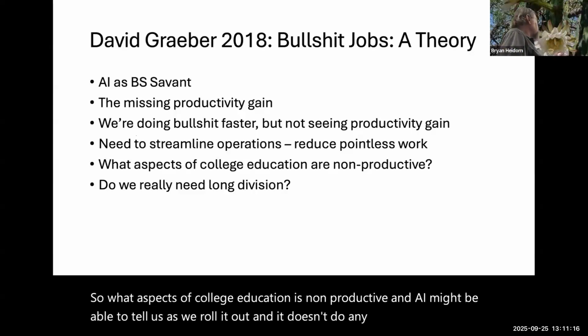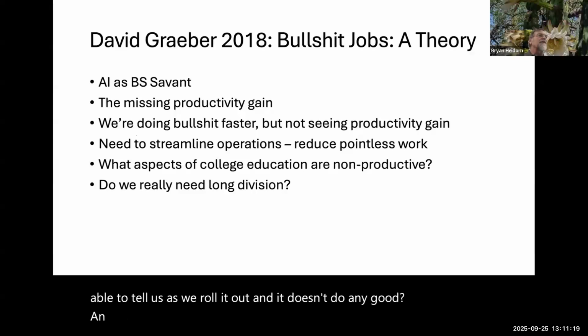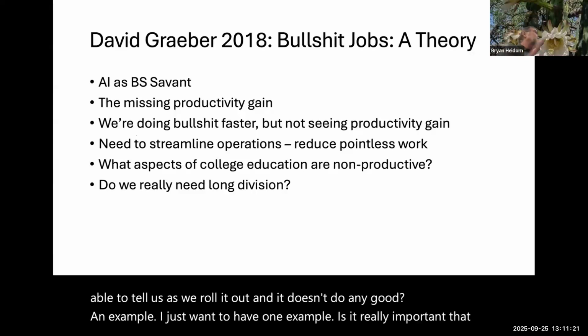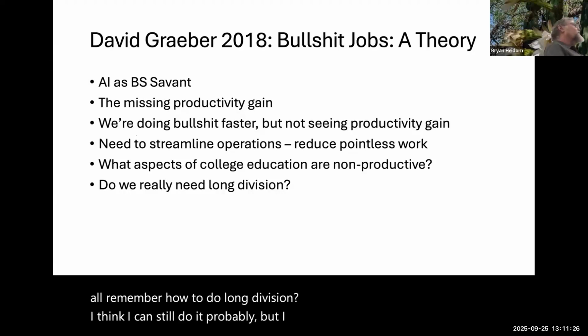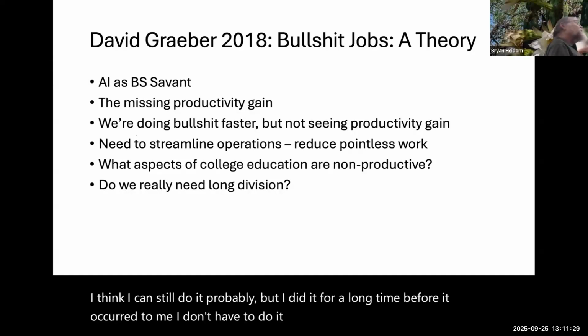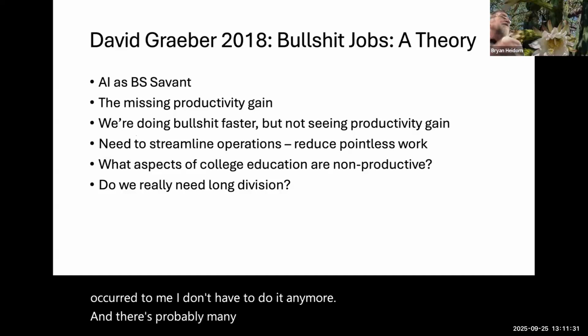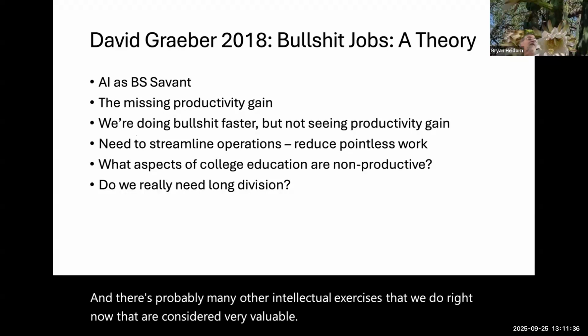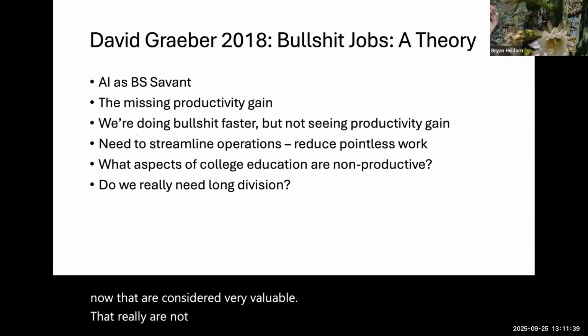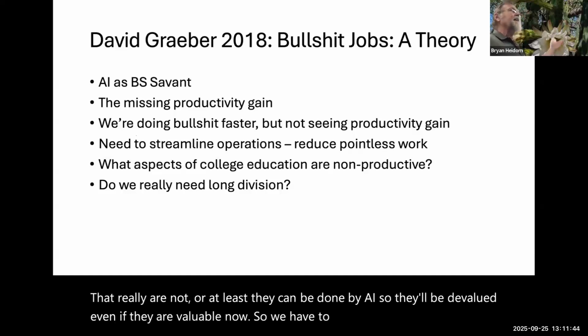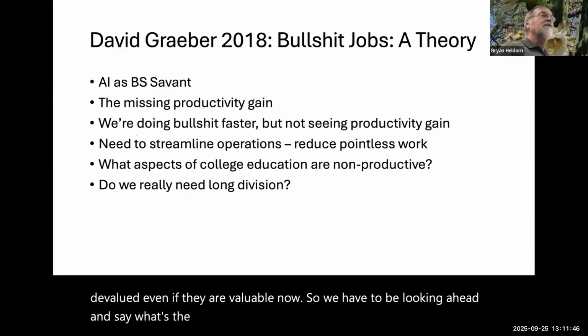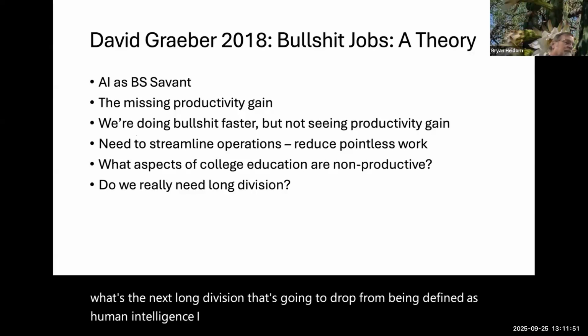An example, I just want to have one example. Is it really important that we all remember how to do long division? I think I can still do it probably, but I did it for a long time before it occurred to me I don't have to do it anymore. And there's probably many other intellectual exercises that we do right now that are considered very valuable that really are not, or at least they can be done by AI, so they'll be devalued even if they are valuable now. So we have to be looking ahead and say, what's the next long division that's going to drop from being defined as human intelligence?